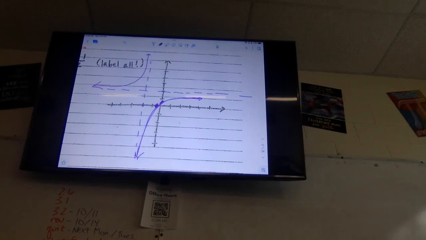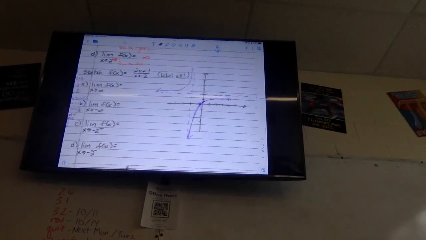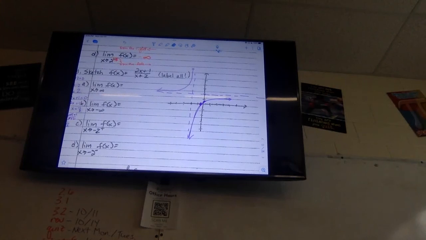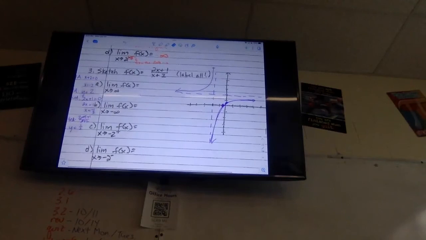You doing okay with that? All right, now I want you to take a minute, see if you can do the limit notations on your own. We'll do it together in like 2 seconds, but try the limit notations on your own first.